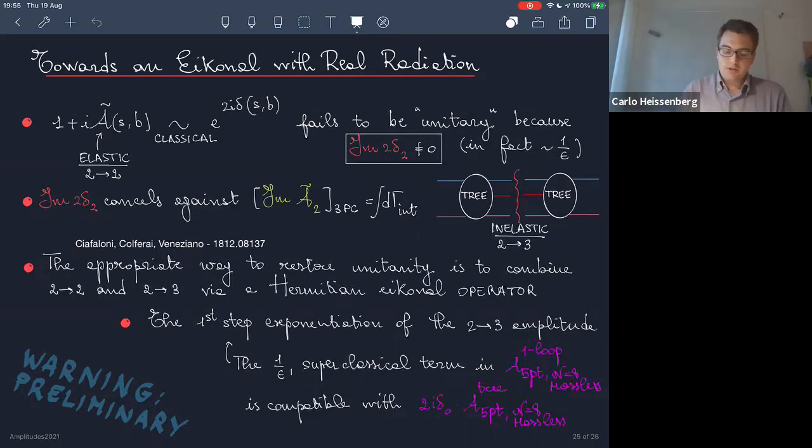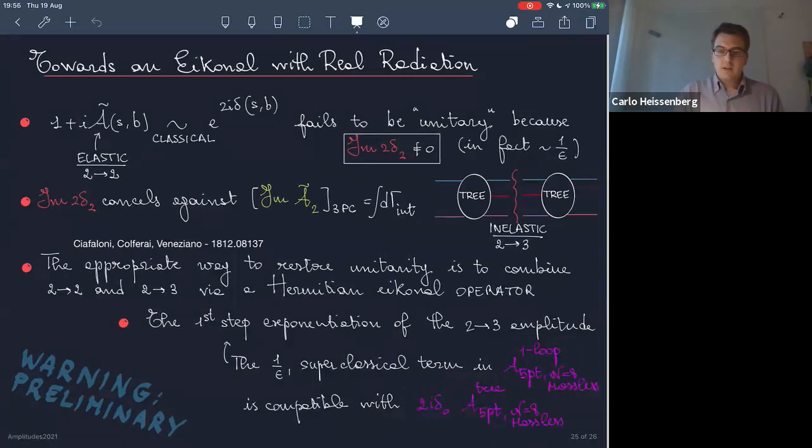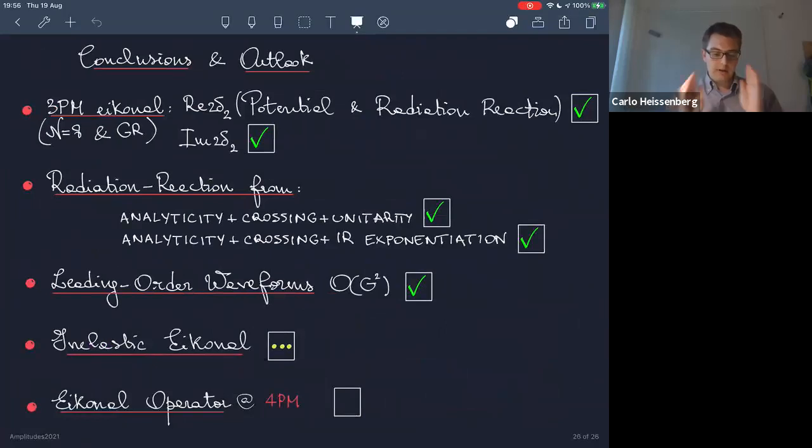And the right way to restore the unitarity in this setup is probably to combine the elastic Eikonal with some inelastic exponentiation in order to construct some Eikonal operator. Let me just report some zeroth order progress in this direction, which is a check that in the n=8 massless case, the one loop amplitude seems to be compatible with a first exponentiated structure of the type 2i delta 0 times the tree level one. So let me conclude by putting on the screen this sort of flow chart or progress chart of things that have been done and are being done or hopefully will be done sometime in the future.